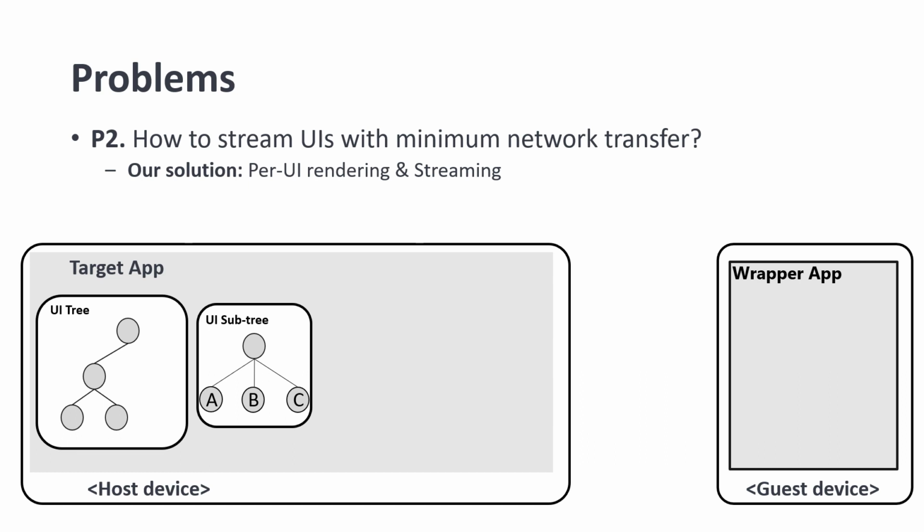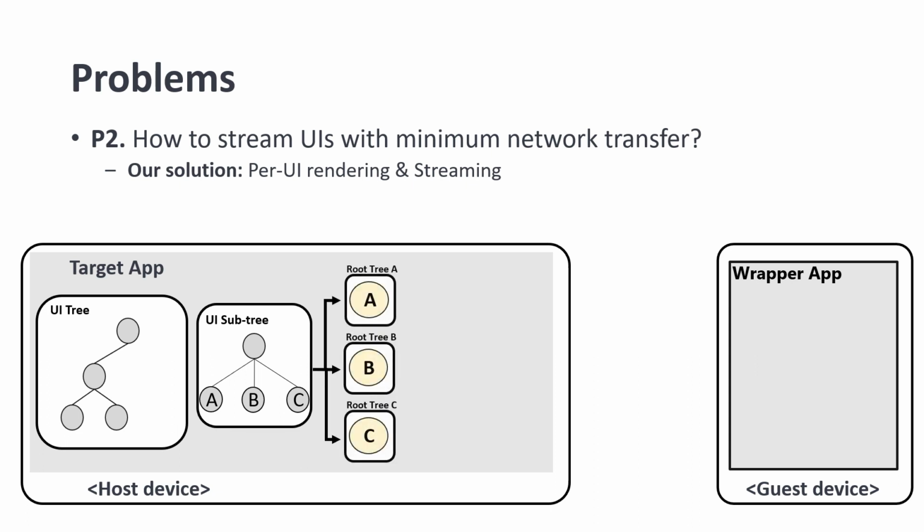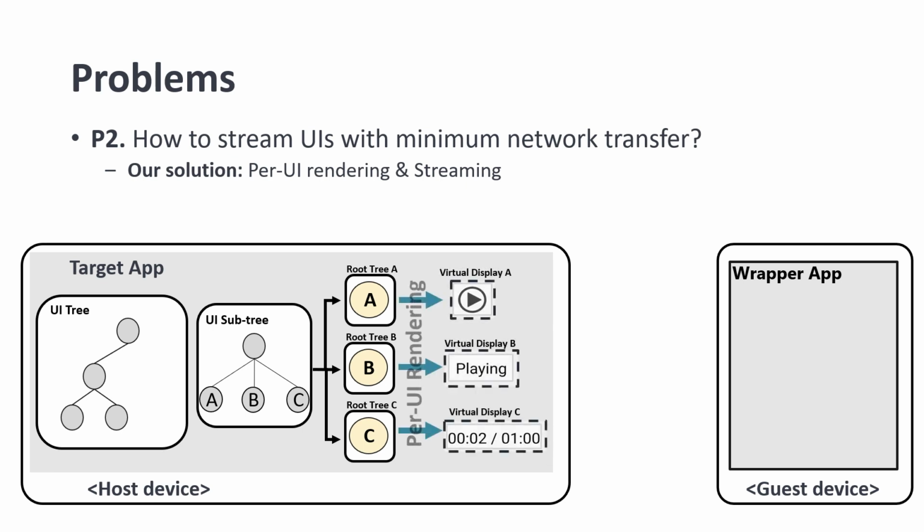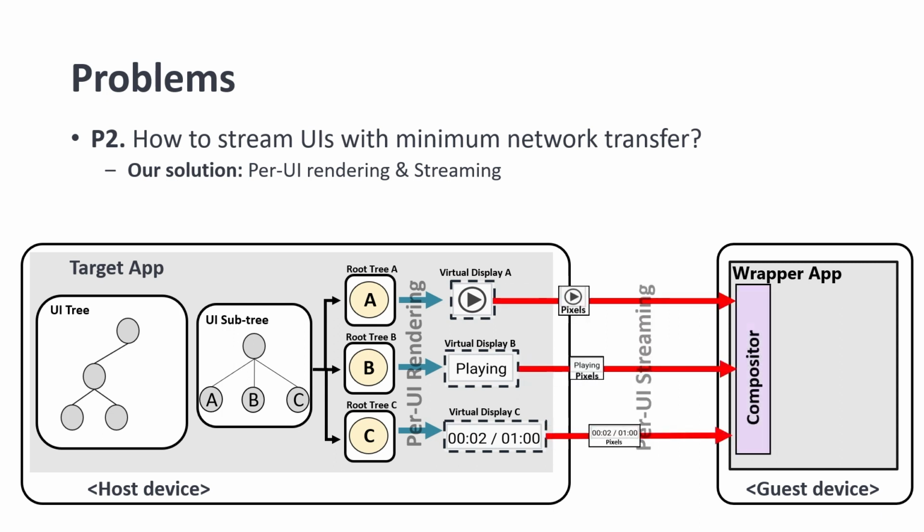Our solution is per UI rendering and streaming. To do so, we further break down the UI subtree into multiple root trees, each composed of leaf node UIs. Then, we render each root tree on a separate virtual display and stream them to the guest device through independent channels and compose them from the guest side.